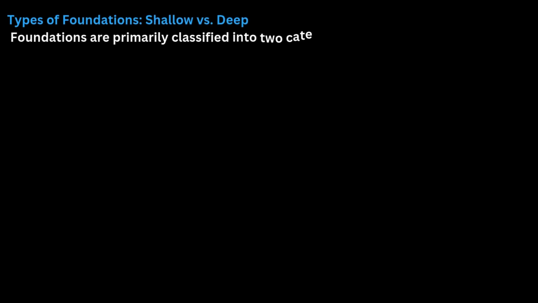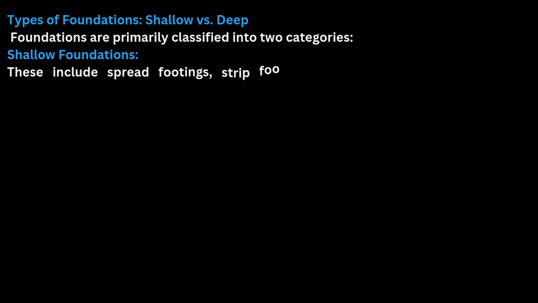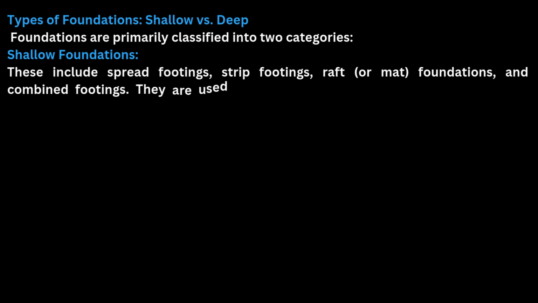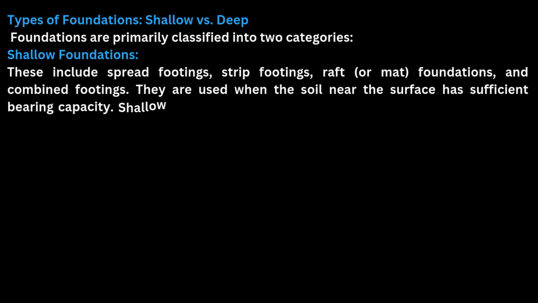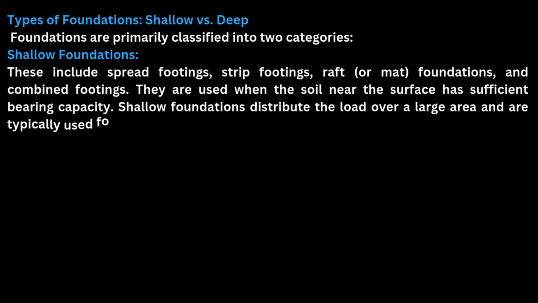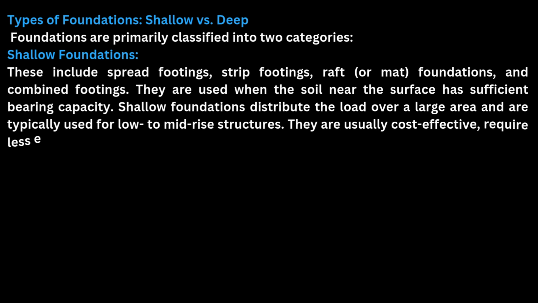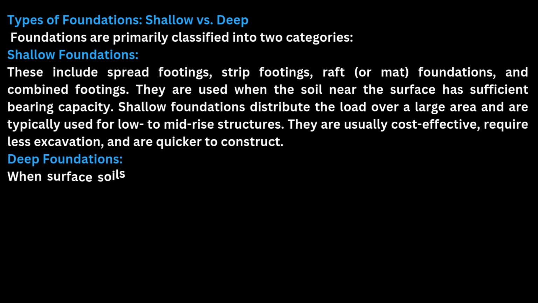Types of foundations, shallow versus deep. Foundations are primarily classified into two categories. Shallow foundations. These include spread footings, strip footings, raft or mat foundations, and combined footings. They are used when the soil near the surface has sufficient bearing capacity. Shallow foundations distribute the load over a large area and are typically used for low to mid-rise structures. They are usually cost-effective, require less excavation, and are quicker to construct.